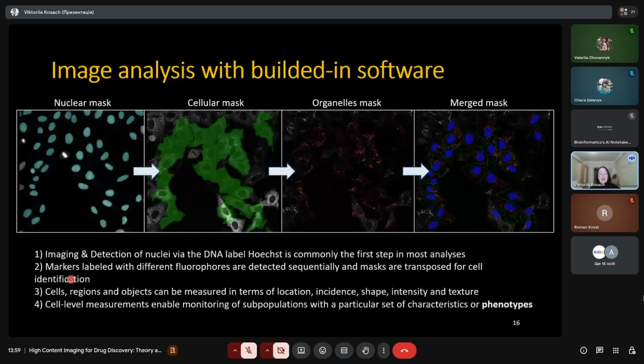Actually, this software would calculate for you anything you want, like intensity, texture, regions, locations, shape of the object that you are interested in, and it will give you an Excel or CSV file as a readout, which you can further analyze using R or Python, or you could move to other software.